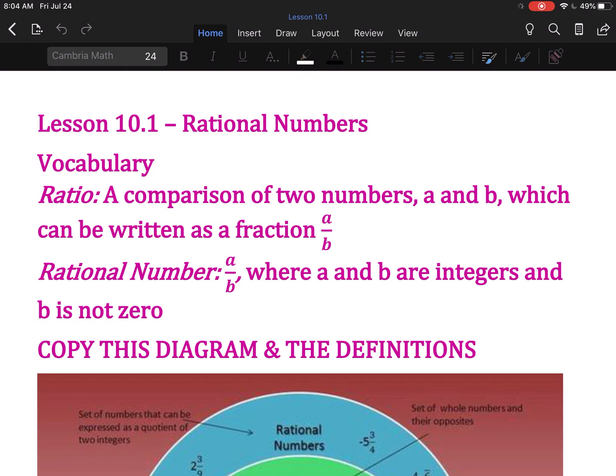A ratio is a comparison of 2 numbers, a and b, which can be written as a fraction a over b. It's also division. Remember, fractions do represent division, so a divided by b is what we're talking about. A rational number is any number a over b where a and b are integers, so you're still not allowed to have decimals in a fraction, and b, the bottom, the denominator, cannot be 0.